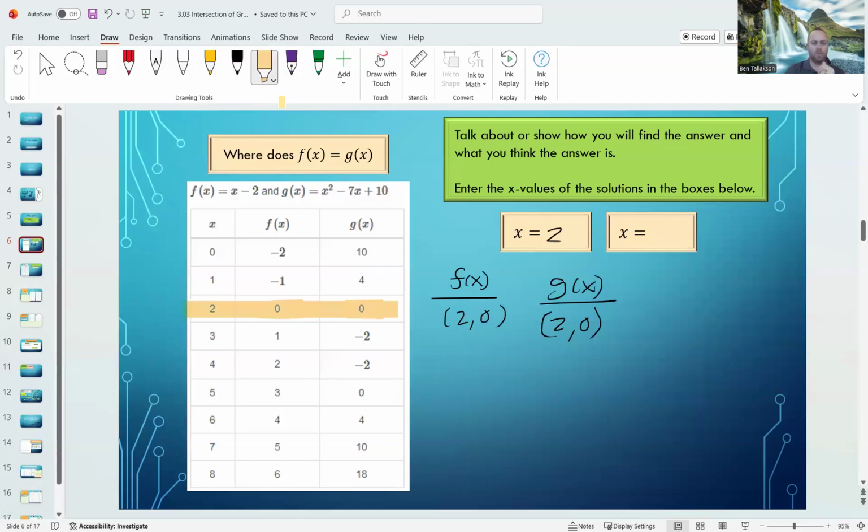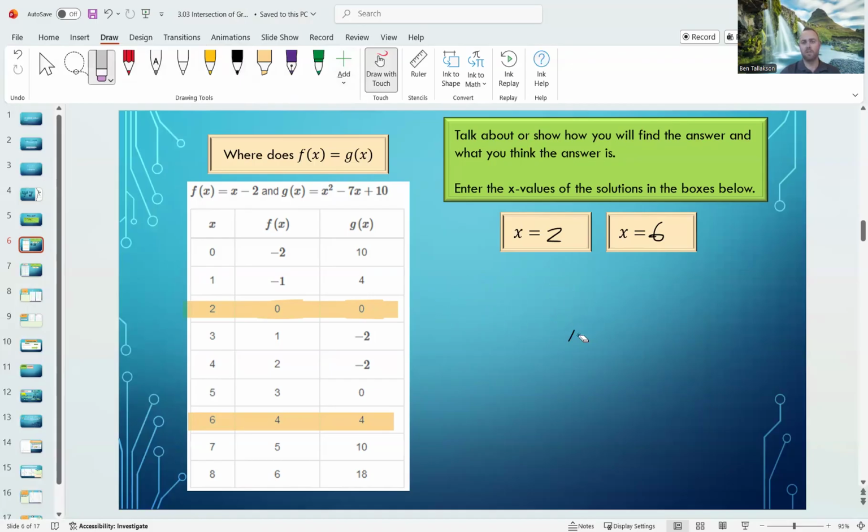Now going back here, we also see y values match at the x value of 6. Again, they don't ask for the entire point, just the x value. There it is. We are done. You don't even need to show this. So no real work to be done. Maybe take some notes and just know what you're looking for.